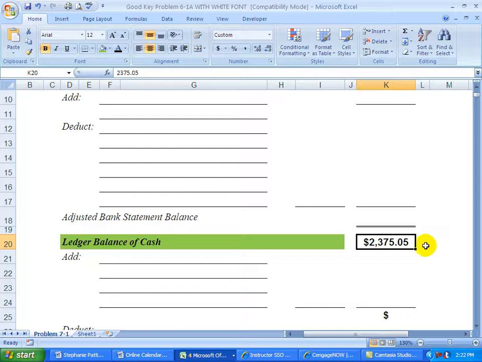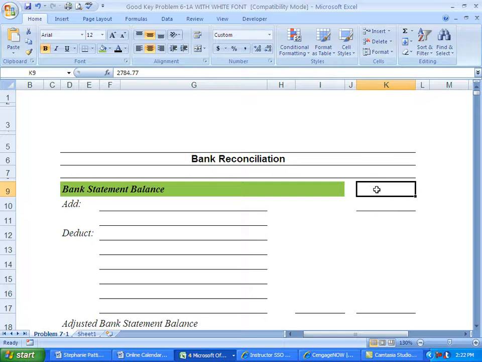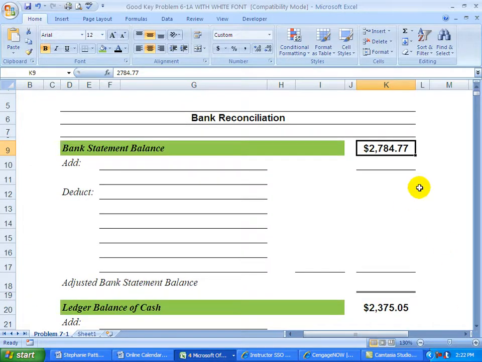When the bank statement arrives, they say that we have $2,784.77. As we look right now, these two numbers are different, and that's commonly the case. It doesn't mean that the bank was wrong or we were wrong. It's just that we have to reconcile the differences.